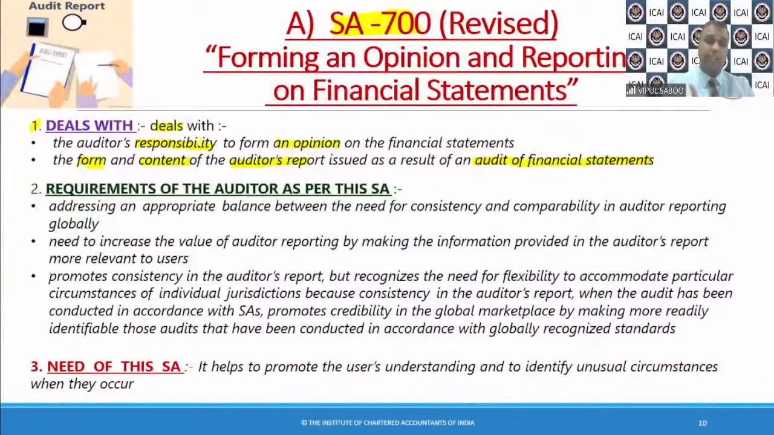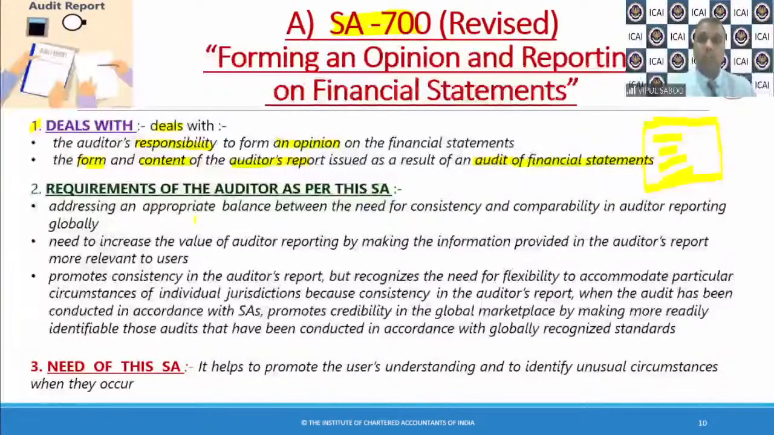Okay, the standard says yes. This is the form and content. So this is the form and these are the contents as per which you have to submit your opinion. So SA 700 first makes the auditor aware of his responsibility and further then gives him the form and content in which he should report to the stakeholders.